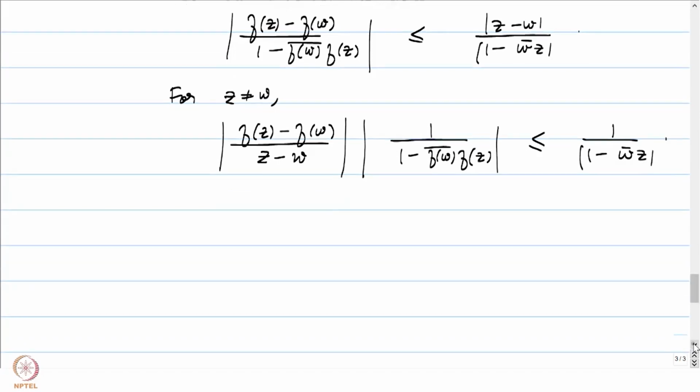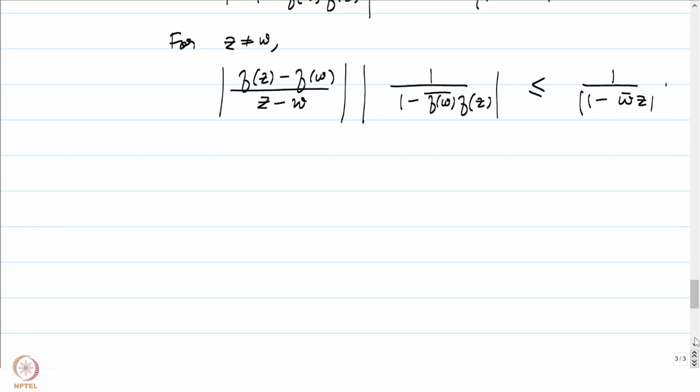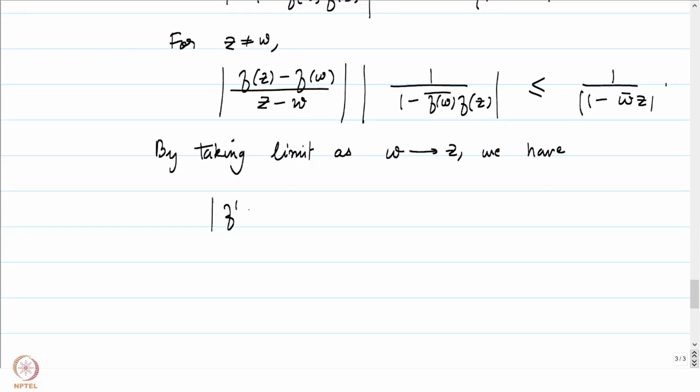Now, if you take the limit as W goes to Z in the unit disk, where W is not equal to Z, because f is a holomorphic function, let me just write that part down. By taking the limit as W goes to Z, we have the absolute value of f prime of Z times 1 by 1 minus the absolute value of f of Z the whole square. The whole absolute value can now be taken off because f is a map from the unit disk to itself.